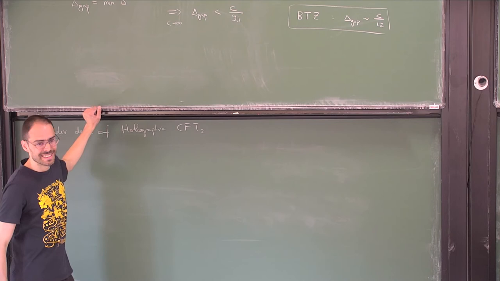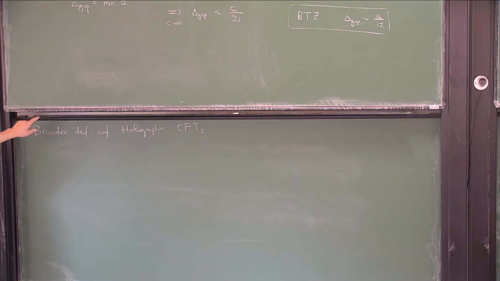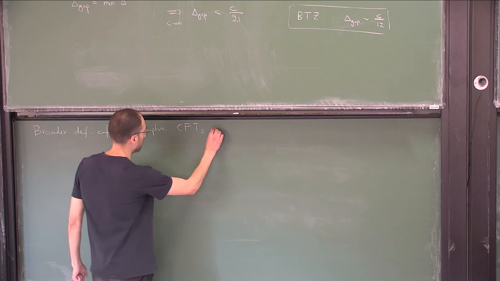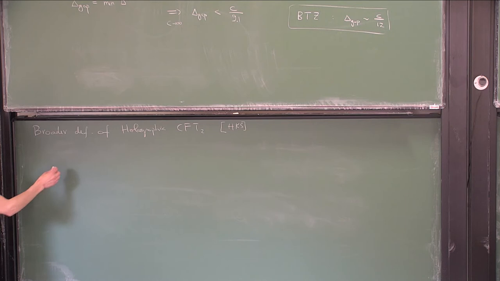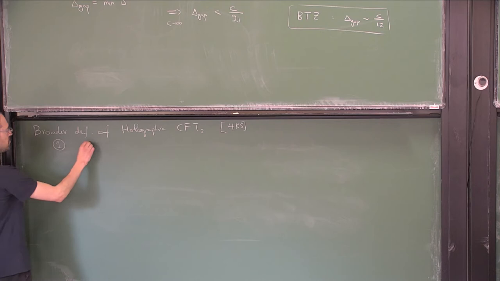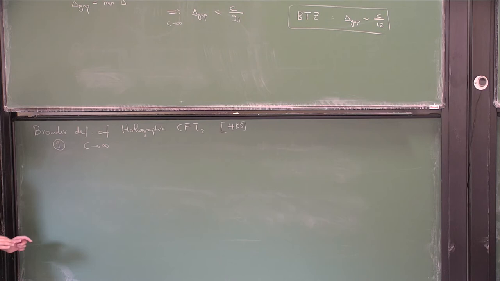Okay, so in the 2D context, there's another interesting thing you can do, which is to define holographic CFTs in a broader sense. This is the famous paper of HKS, Hartman, Keller, and Stoica. Basically, what they showed is that this condition that I was calling one, large N factorization, they just say central charge goes to infinity, so they're not imposing any specific factorization. And then they replace two by a much looser constraint.